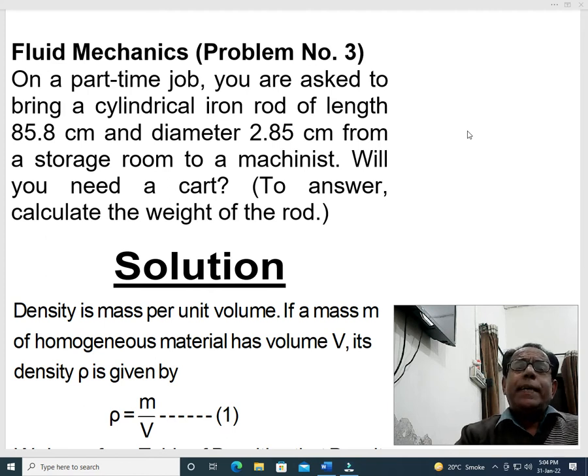Moreover, dear students, here length and diameter both are given in centimeter, but we are following the MKS system, so we will have to convert these two quantities from centimeter into meter. When we convert centimeter into meter, we divide by 100. When we convert meter into centimeter, we multiply by 100. Okay.